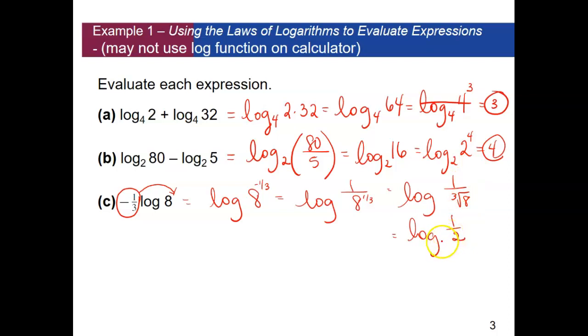Now here we don't have like bases, so we can't simplify this any further. So we're going to have to put this in our calculator. We'll do the common log of 1/2, and we get negative 0.301. And just follow your directions in WebAssign as to how many decimal places they expect on that.